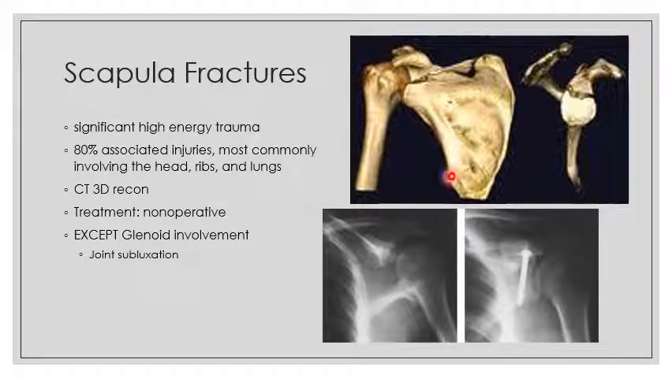Treatment basically is non-operative, except for glenoid involvement, as in this case, where you see an involvement of the glenoid fossa. So this would predispose to a joint subluxation. So we did some surgery, screw fixation. There are some other options like plate and screws as well.